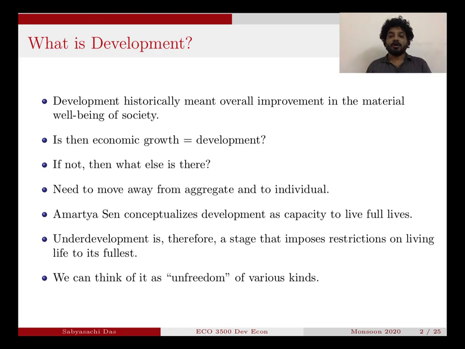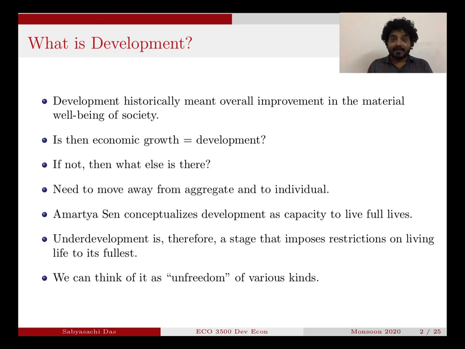And the word or the jargon that he uses is capability. What here we refer to as capacity to live full lives. So Amartya Sen's conceptualization of development is at an individual level, whether an individual is able to live the life to its fullest, okay, to realize his or her full potential. Now, what does that mean?